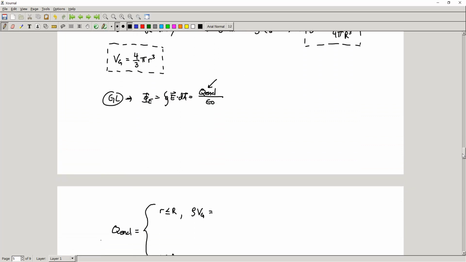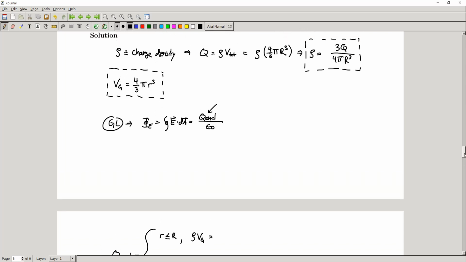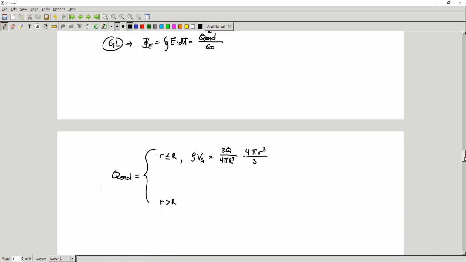We can just write both of those in. We're going to end up with, what was it? It's 3Q over 4 pi big R cubed. That's our density. And our volume is going to be 4/3, so it'll be 4 pi small r cubed over 3. Okay, and that's just substituting in for these two quantities.